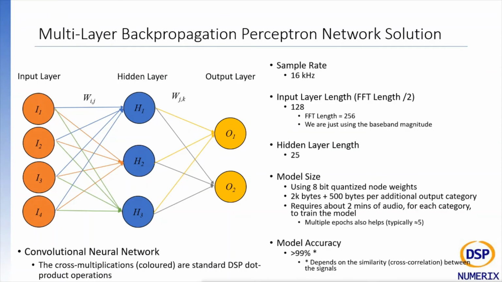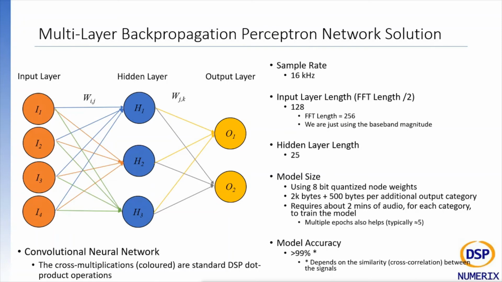This slide shows an overview of the multi-layer network. On the left we have our input layer, and these are our frequency domain coefficients. The audio is sampled at 16 kilohertz, and we use a fast Fourier transform length of 256 samples, but we only require the 1/2 of that because of the reflections in the frequency content output of the fast Fourier transform. So the input to our neural network, the input layer, is 128 nodes. Then the data is going from our input layer to our hidden layer, where there are 25 nodes. So we have our cross multiplications, our dot products, which are shown in the different colors, so the blue, the orange and the green, at each of our hidden layers.